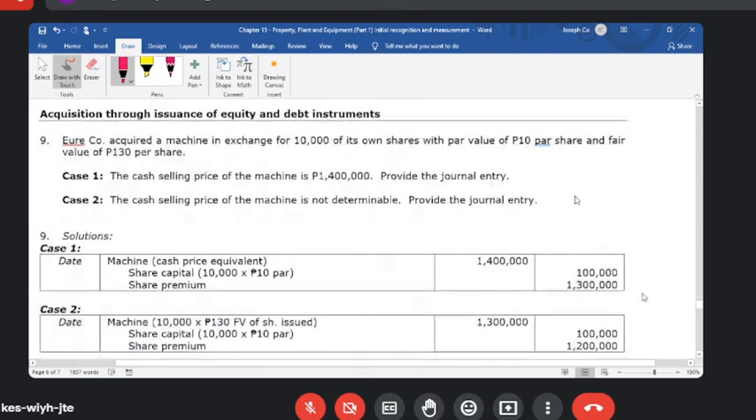Okay, next is issuance ng shares. Meron tayong priority order. Asset is equal to fair value of asset received. Kung wala, fair value of stock issued.